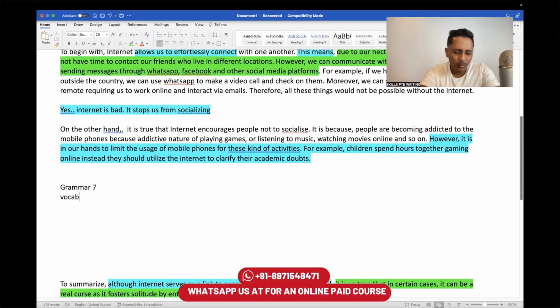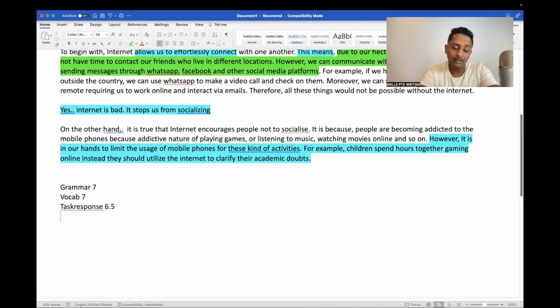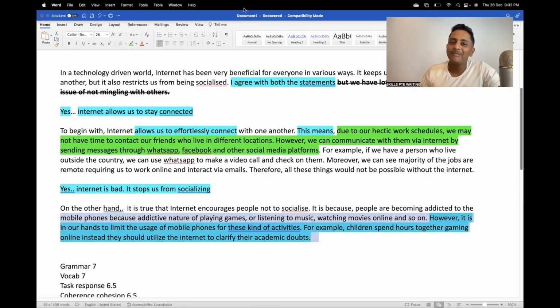Vocab will improve over time. 7. Task response is where the problem was, in the third paragraph. And coherence and cohesion is also 6.5. If these both were 7.5, I would have given overall 7. But you will improve. You're all there. The style of writing has improved a lot, especially in here. Here as well, it would have improved if you had written it correctly, especially the example. Any doubts?